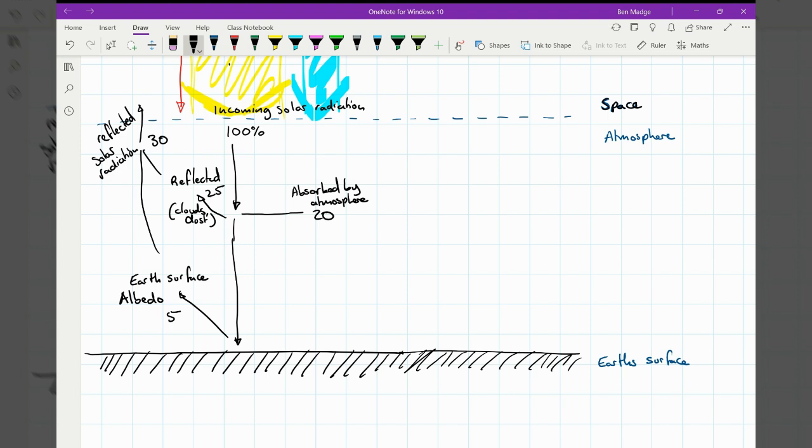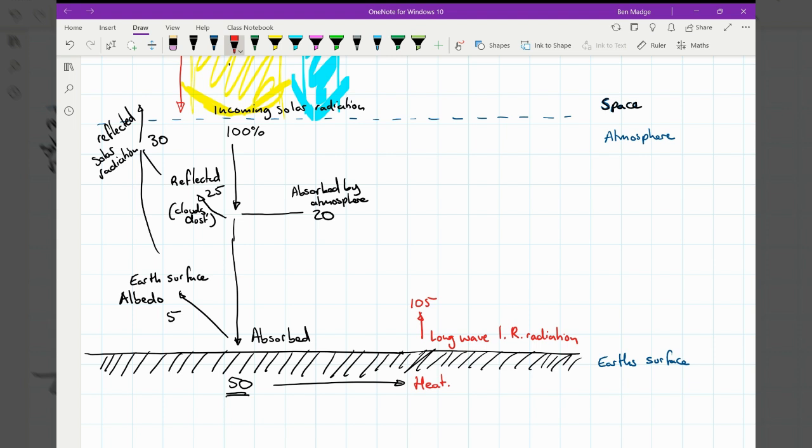Of this 50% that reaches the Earth's surface and is absorbed, what we find is that that is converted to heat. And that heat is emitted from the surface as long wave infrared radiation. So we have 105%, 1% is actually emitted. I'll explain why that's the case in a minute.